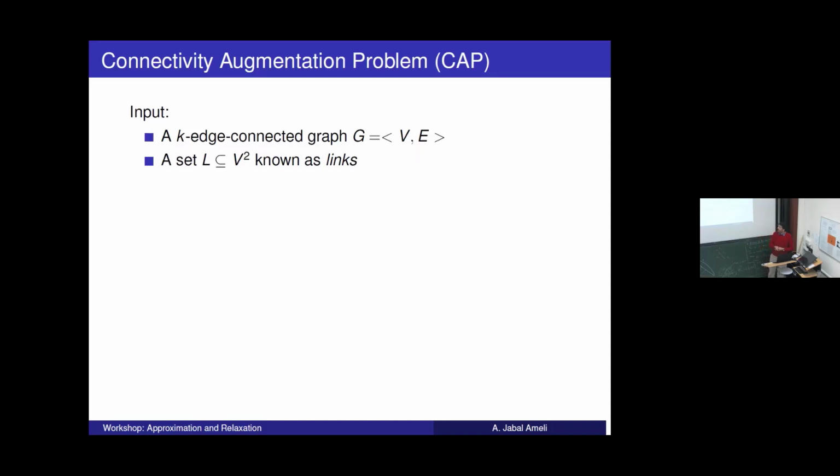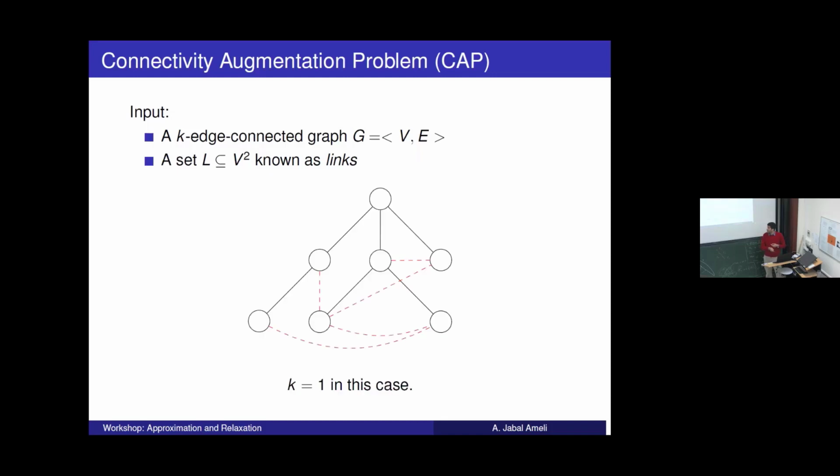So in the connectivity augmentation problem, as an input, we are given a k-edge connected graph G and an additional set of edges, which we call links, in order to distinguish between them and the edges of the graph. For instance, here we have a sample input of the problem where k is equal to 1. The black edges are the edges of the graph G, and the dashed red edges are the links.